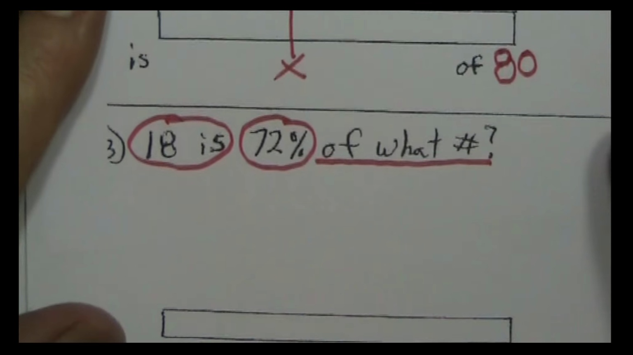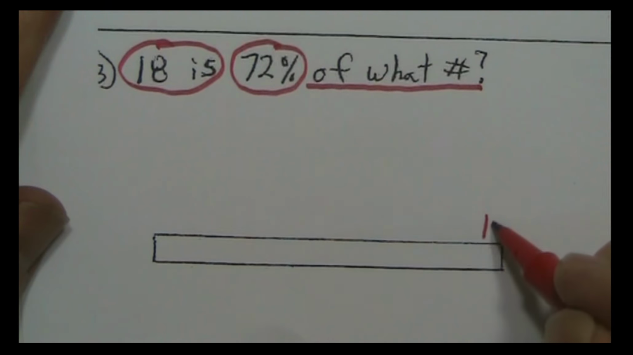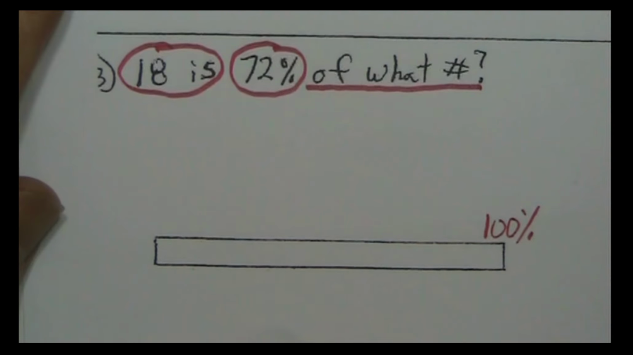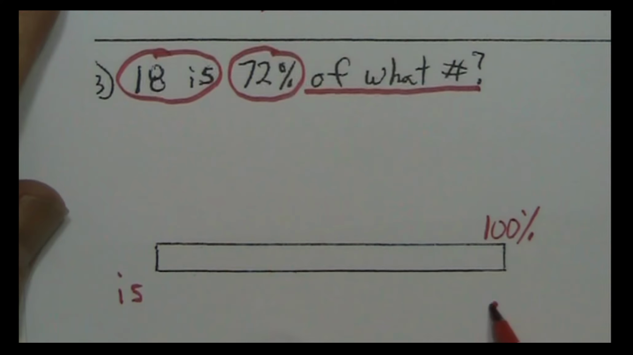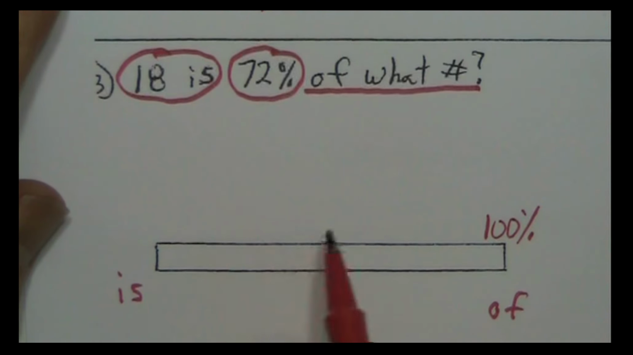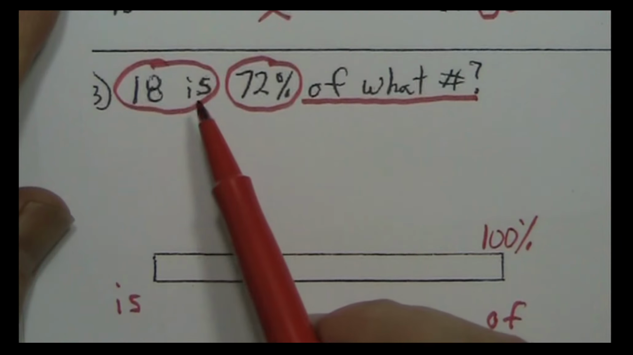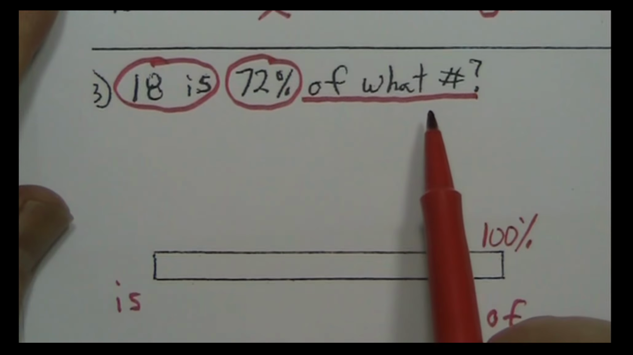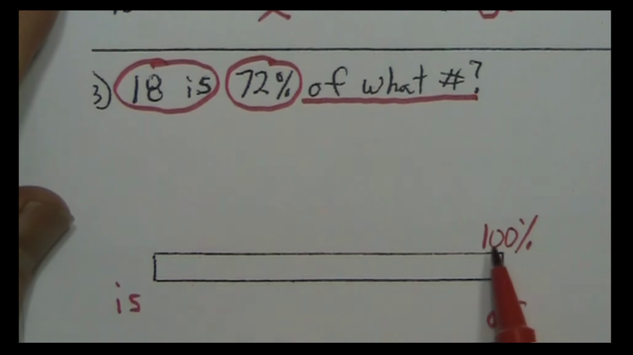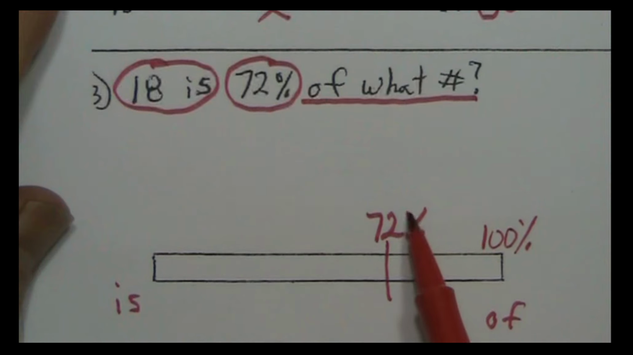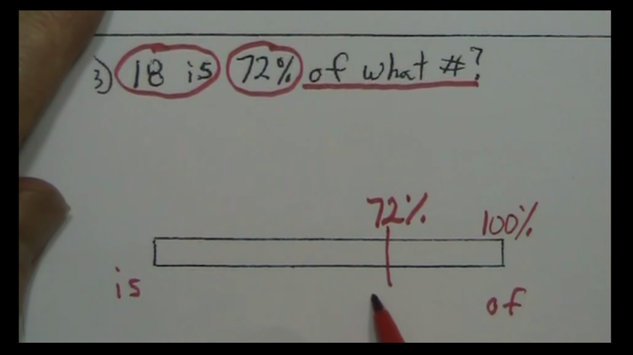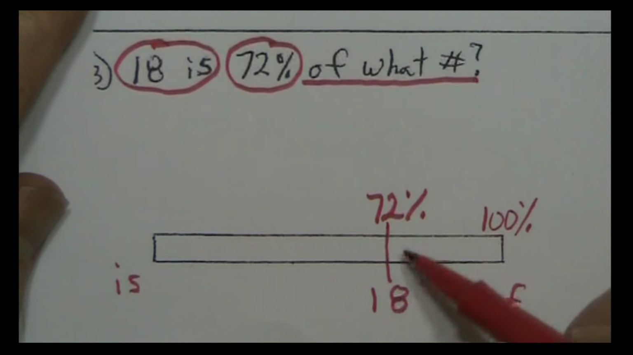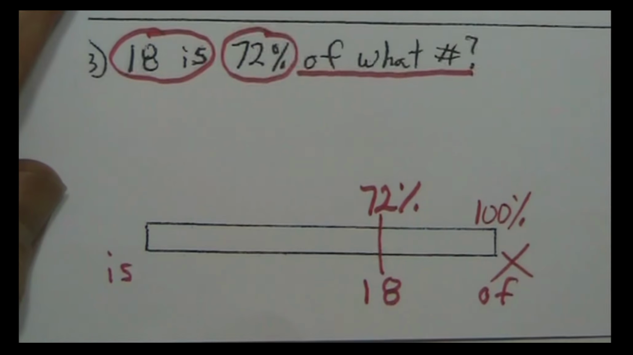Okay, let's go to the next model. This is 100%. I'll put that down. And over here is my is, and this is the of. And then, of course, your percent is up here somewhere. It says 18 is 72% of something. Of what number? 72%, let's say about here is 72%. 18 is 72% of, we don't know. We don't know the of number.